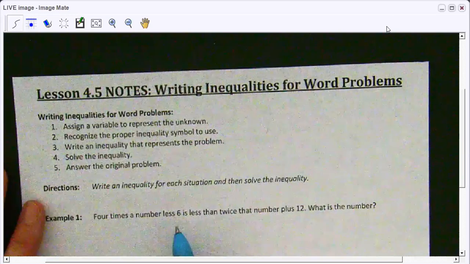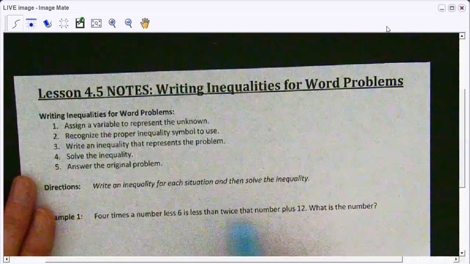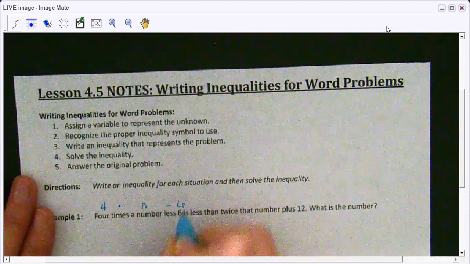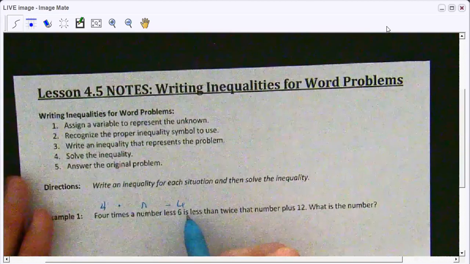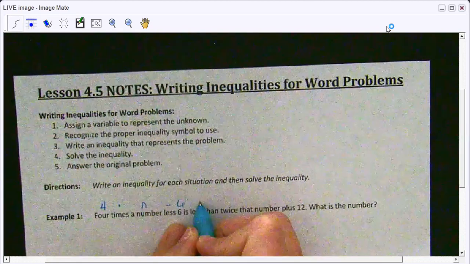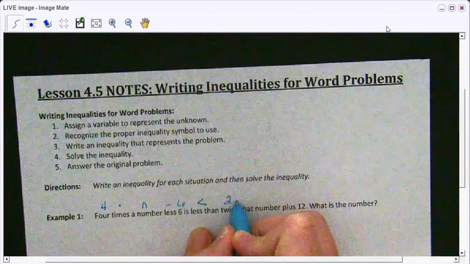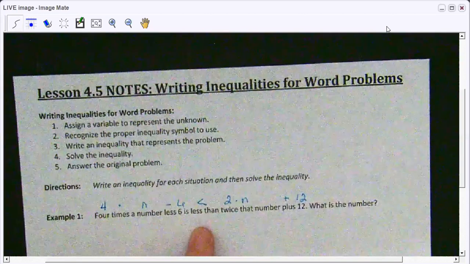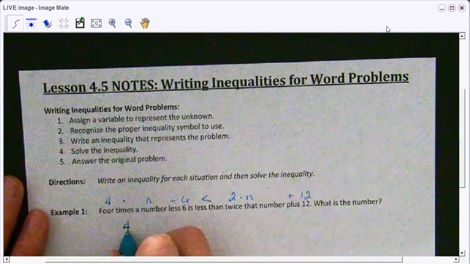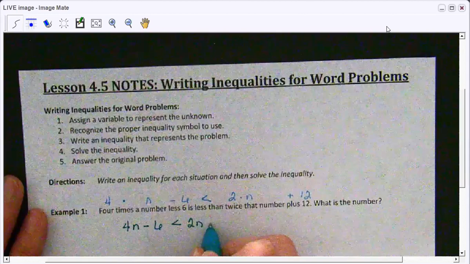It says 4 times a number less 6 is less than twice that number plus 12. That sounds fun. Okay, so let's see if we could write it as we read it. 4 times a number less 6. Now we have the word is, which typically means equals, but in this case, because we're doing inequalities, it's less than. So I'm going to write the less than symbol. Twice that same number, so 2 times n plus 12. And they want to know what is that number. Okay. So let's write this out. 4n minus 6 is less than 2n plus 12.